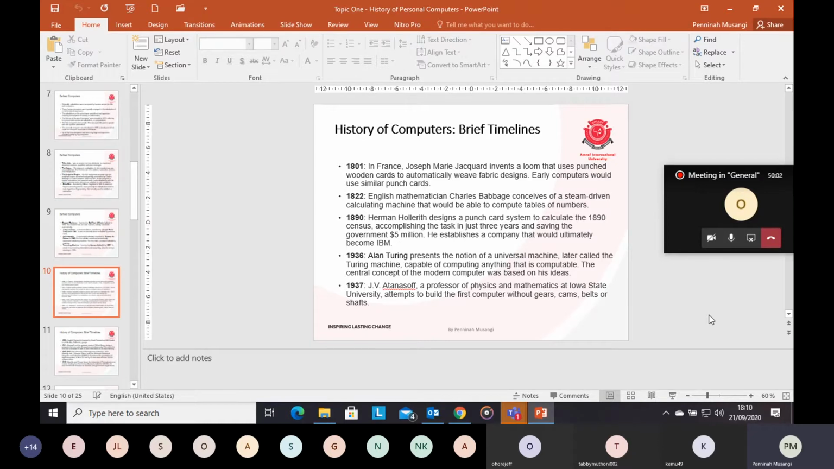1937, Atanasoff, a professor of physics and mathematics at Iowa State University, attempted to build the first computer without gears, cams, and belts or shafts. I said previously we have seen that some of the early forms of computers were mechanical. That meant they were using gears and all that. So this time, 1937, Atanasoff started thinking of, or attempted to build, the first computer that was not mechanical.